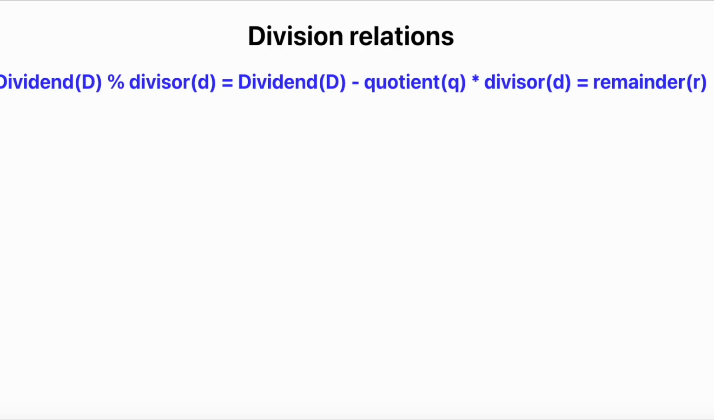So the result of the modulo operation is the remainder and can be defined as dividend mod divisor, that is equal to dividend minus quotient multiplied by divisor, and that is equal to the remainder. So the following equations can be derived.